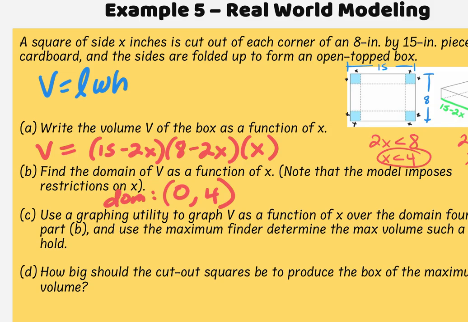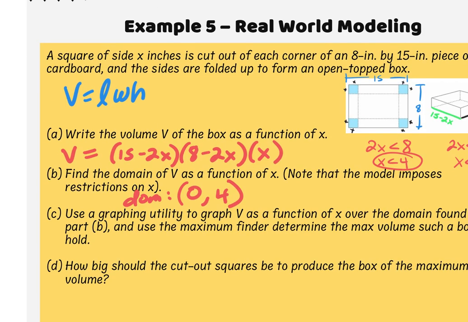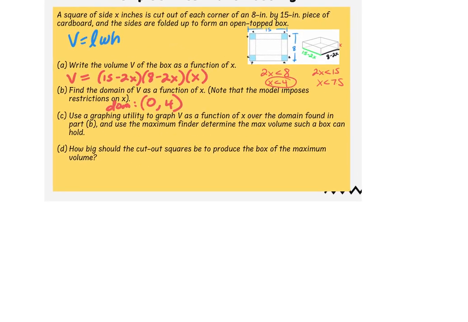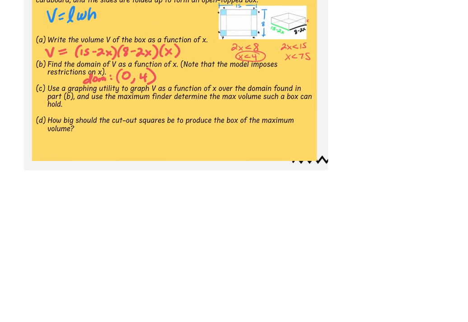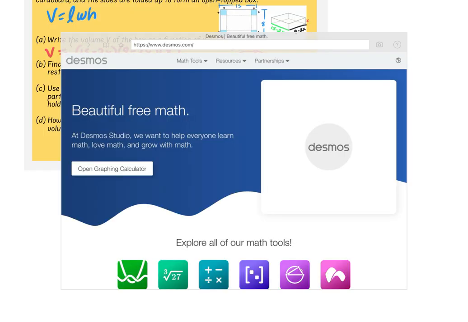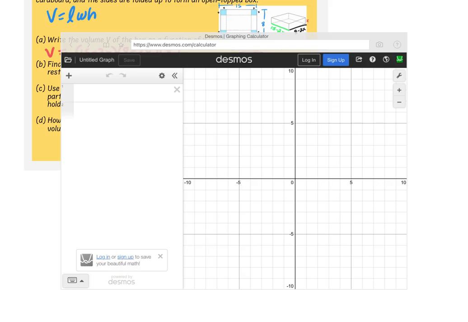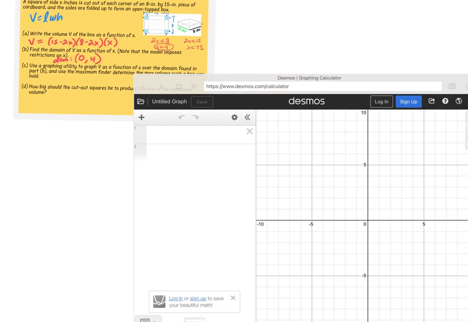It says use a graphing utility as a function, V as a function of x over the domain found in part B, and then use the maximum finder to determine the max volume such a box can hold. So I'm going to pull in Desmos just so it's on this screen. You can use Desmos or you can use your handheld for our quiz practice. So 113 is not on your quiz. It will be on your test, but not on your quiz. Quiz is just 114. But for this example, I would say use either. For when we get to quiz review, we're going to stick to the handheld. The quiz is just 114.